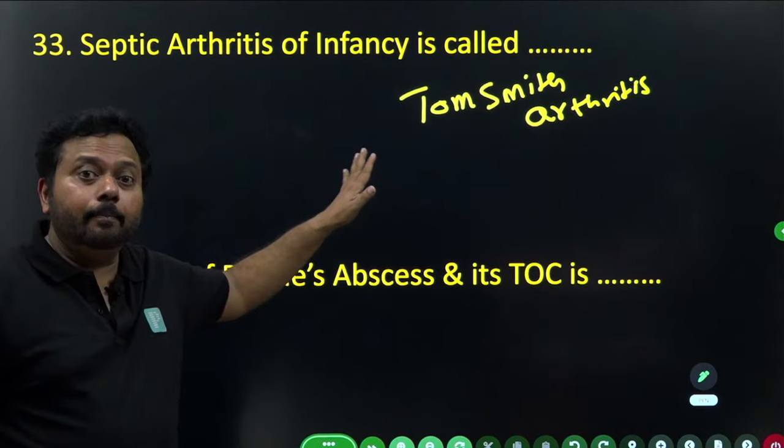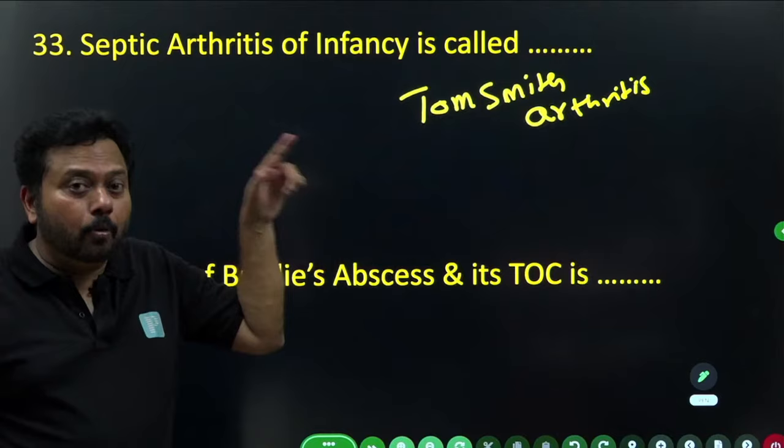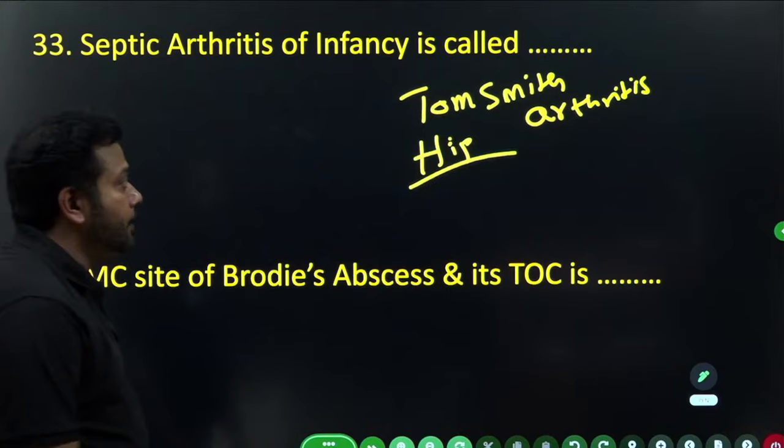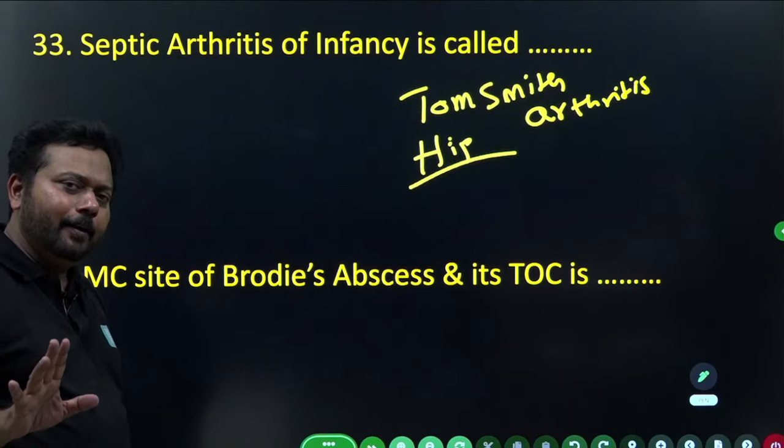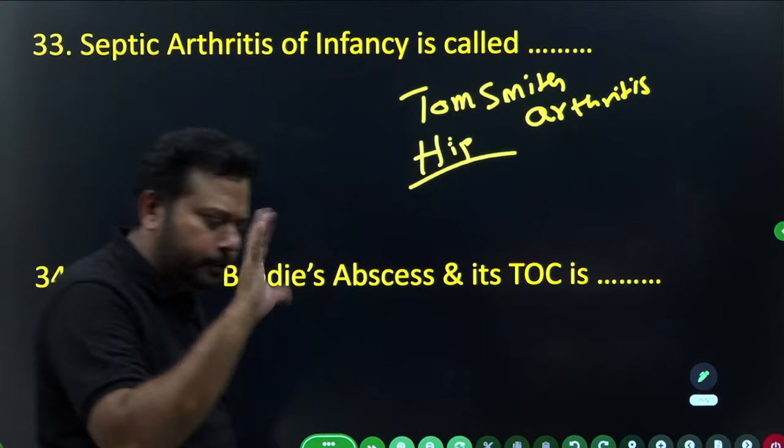For that, you should know which is the most common joint that is involved. Hip joint. In septic arthritis of infancy, Tom Smith's arthritis, the most common joint involved is the hip joint. The organism erodes away the head. There is absolutely no head. It has eaten away the head. So in a ball and socket type of joint, the ball is missing. So how will the joint be? It should be hypermobile. That's the end result of Tom Smith's arthritis.